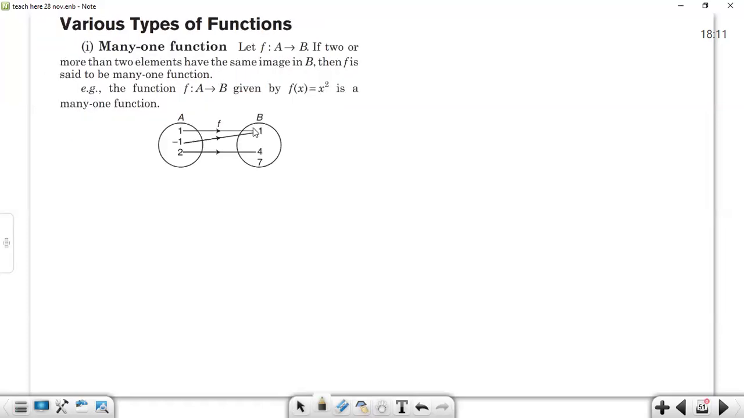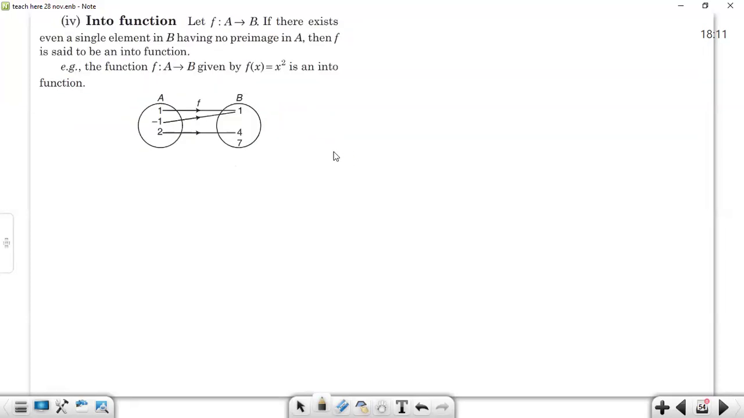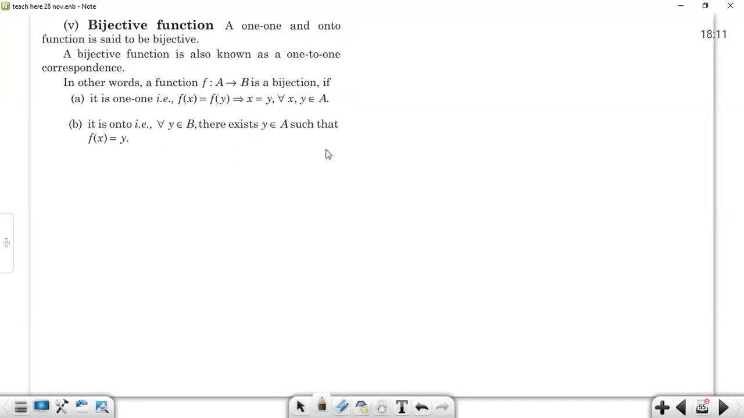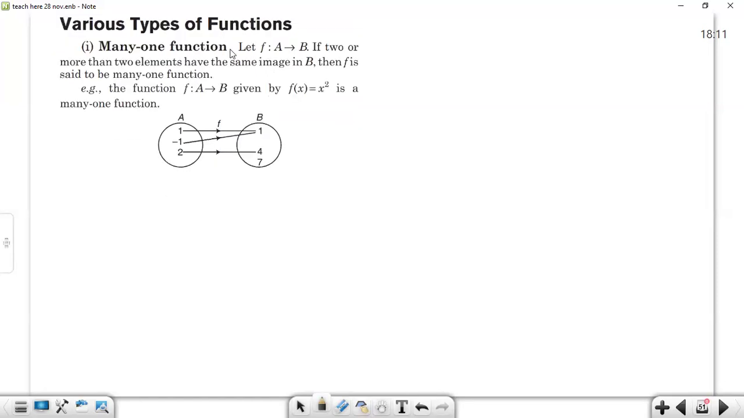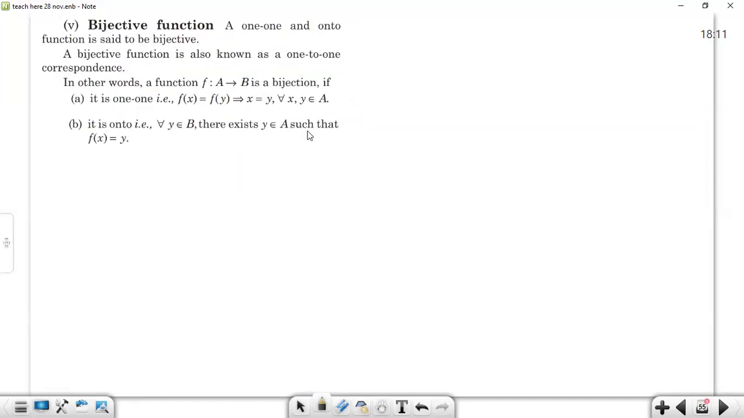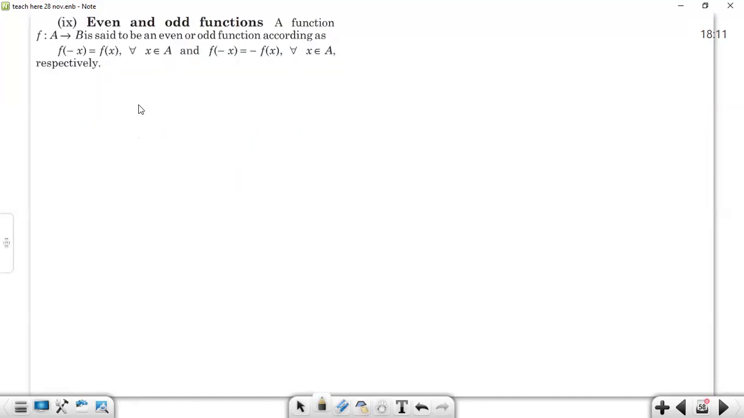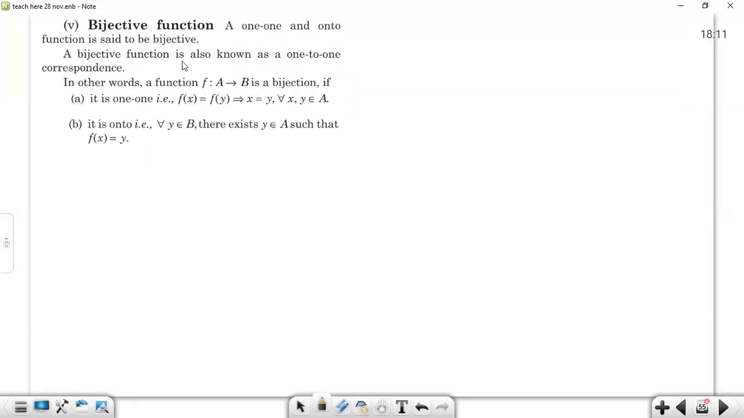Domain, codomain of a function. Many-one function, one-one function, onto function, into function, bijective function. This is the surjective function, and this is the injective function. Sorry, bijective function is the function which is injective and surjective both.